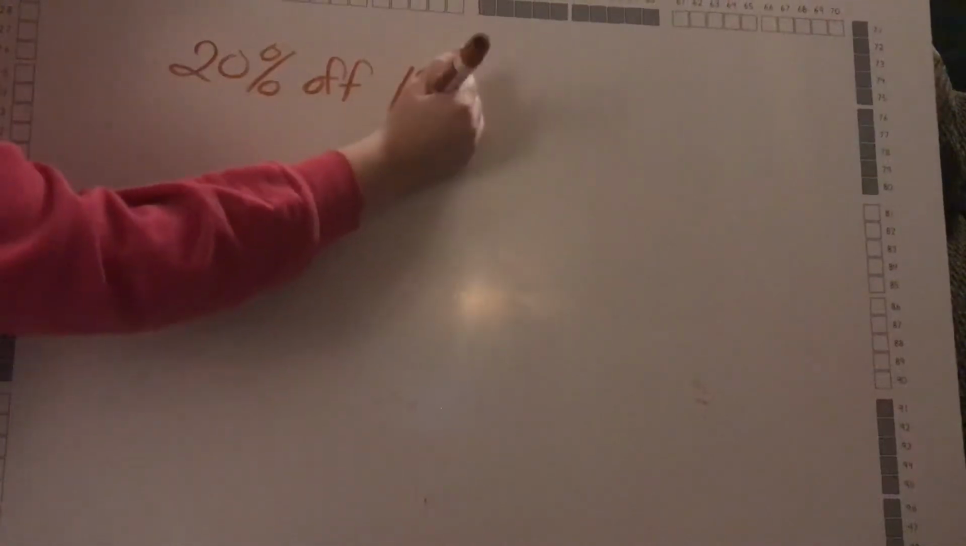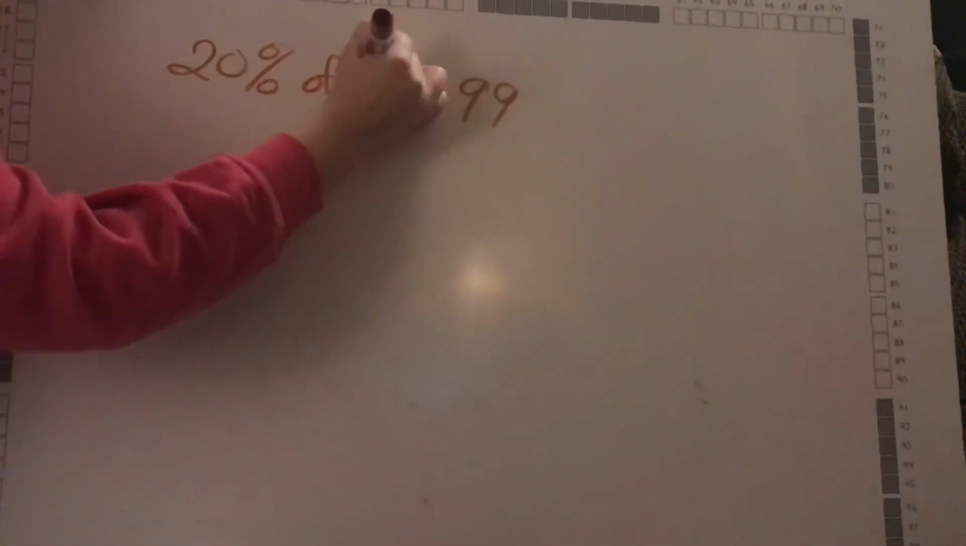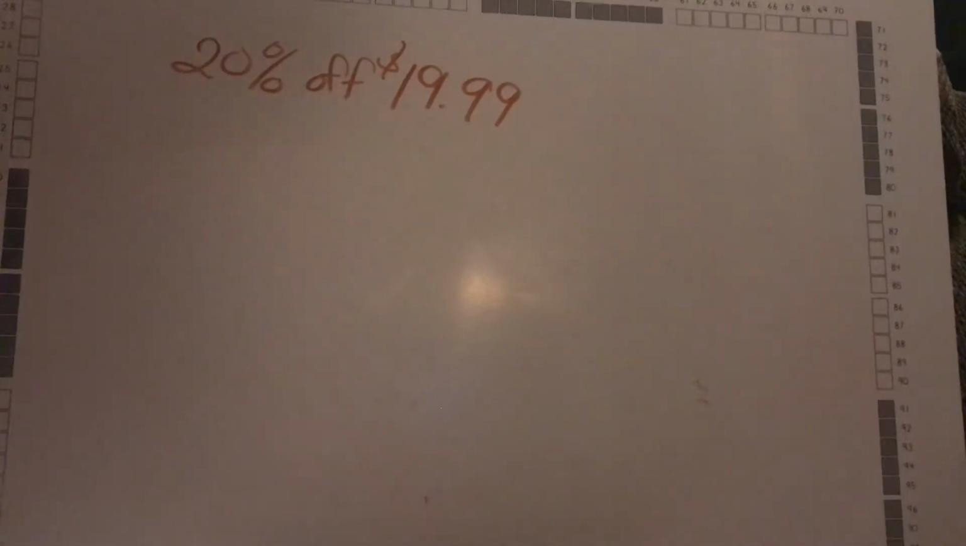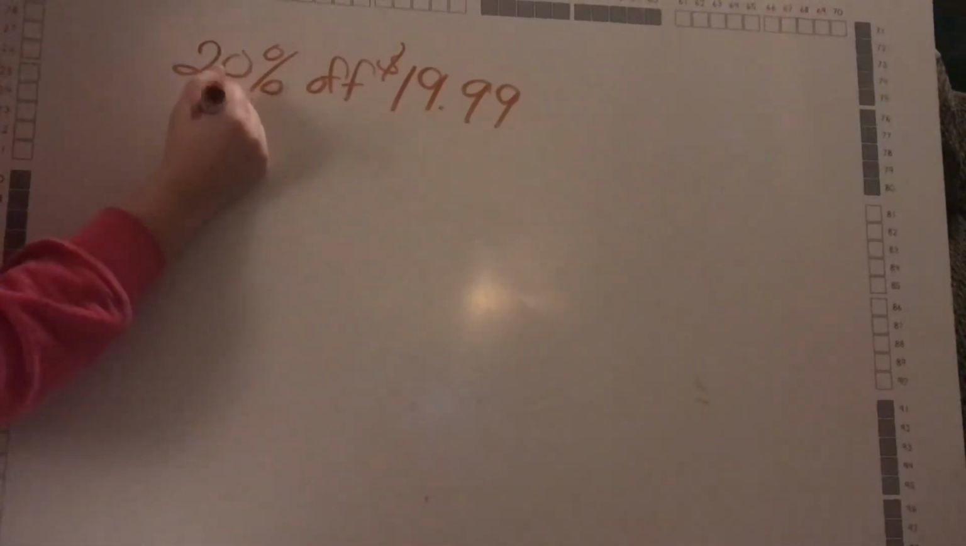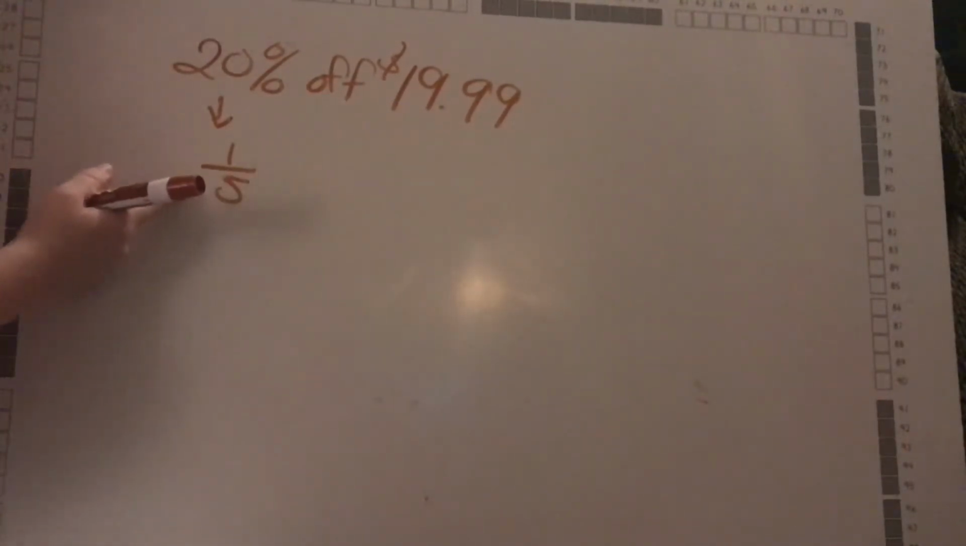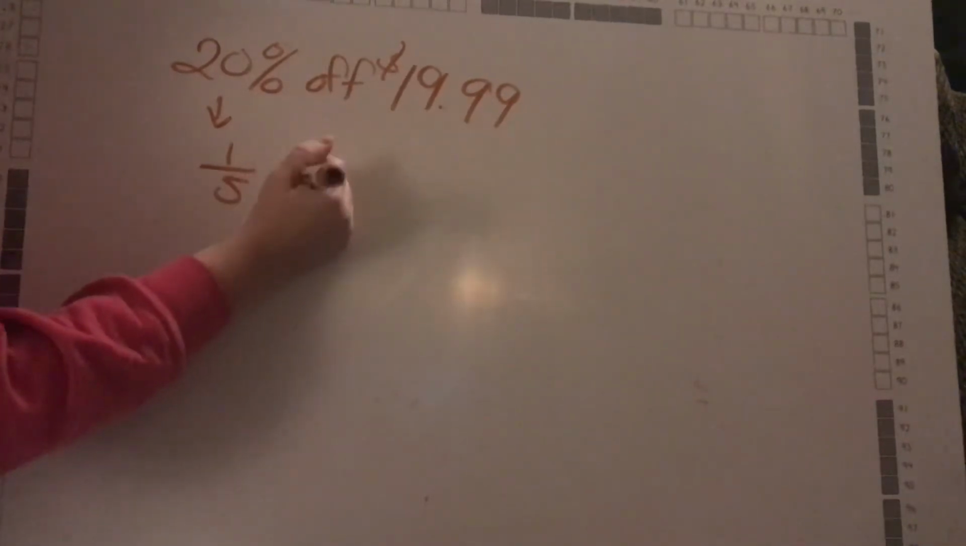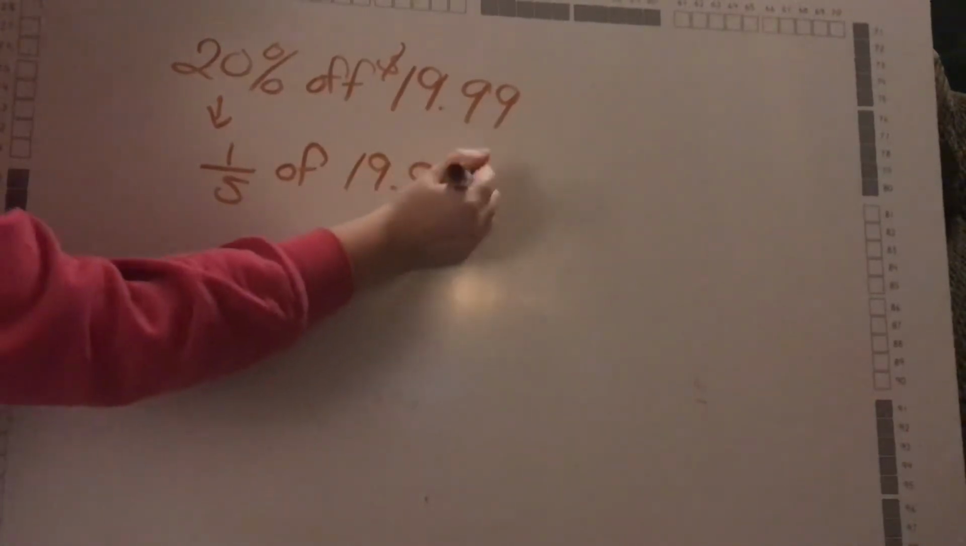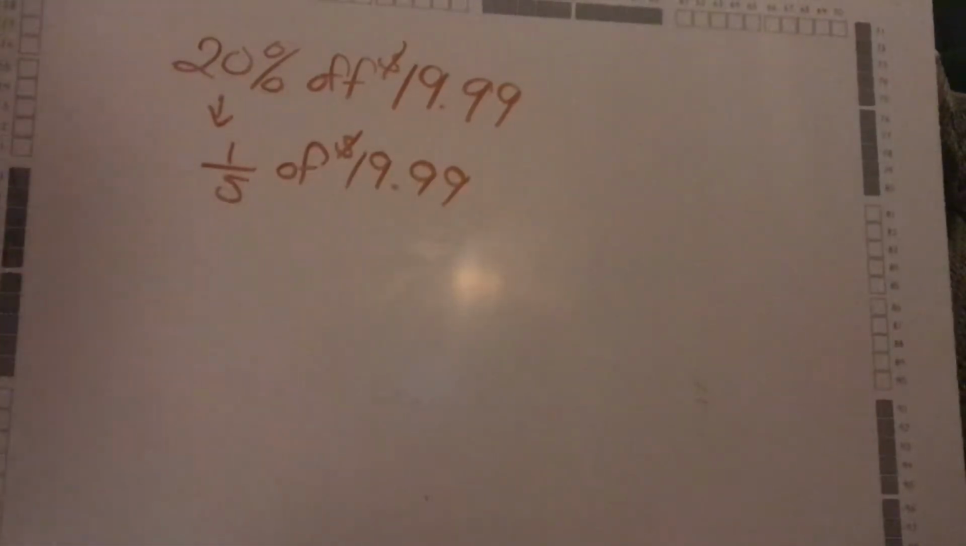So, example number 2, it says Cam Sports is offering 20% off basketballs that cost $19.99. So 20% off $19.99. So, first, we know 20% is what fraction? 20% is equivalent to 1/5. So we're going to find 1/5 of 19.99. Now, what are we going to do with this 19.99?